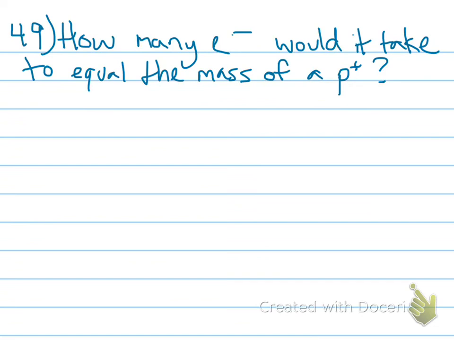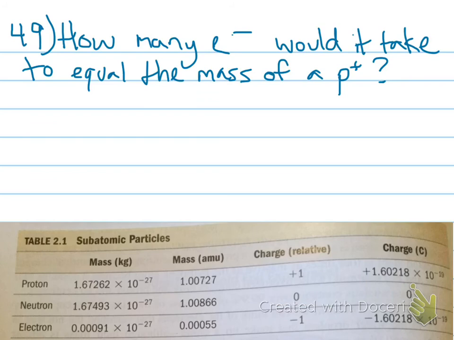Lastly, number 49 asked how many electrons would it take to equal the mass of a proton. So, the book shows this great table at the bottom. And so when we're looking at the number of electrons that would be equal to the mass of a proton, we are looking at our mass column. And the mass of a proton, and you can choose to do mass in kilograms or in AMUs. Let's do the mass in kilograms.